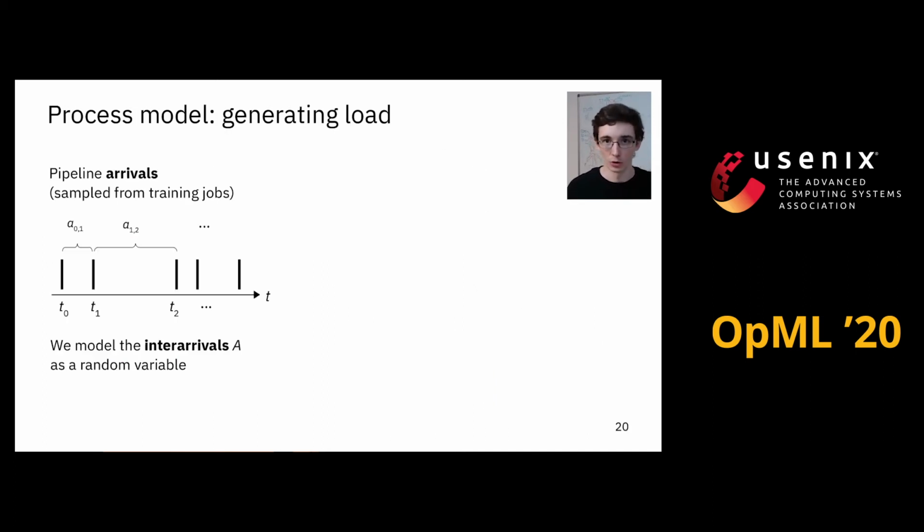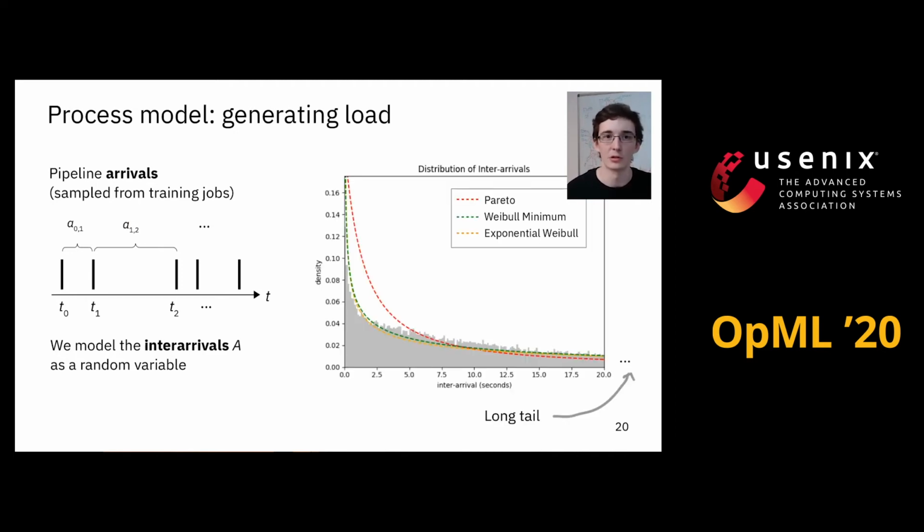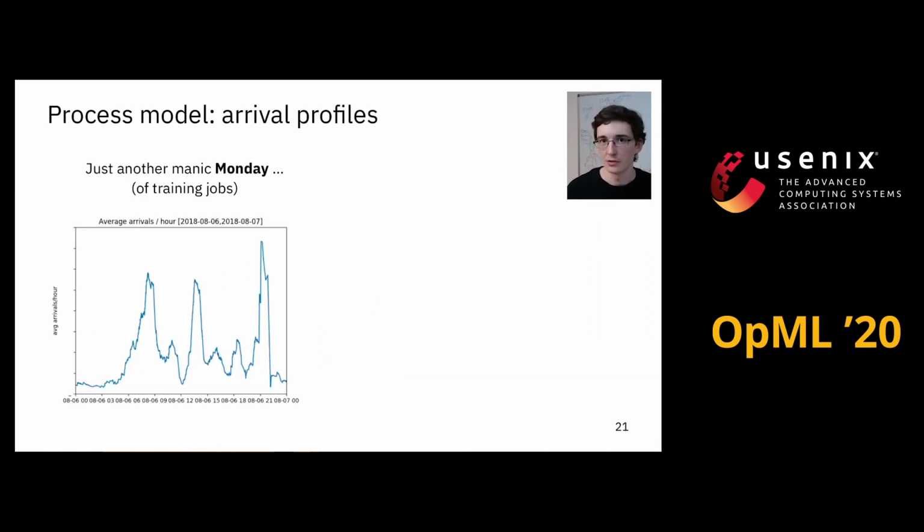For generating workload, we took a standard approach of modeling pipeline interarrivals, which fairly unsurprisingly were exponentially distributed. We found that Weibull distributions were the best fit, but classic Pareto distributions also work. And typically these functions have a long tail. Obviously, there are human factors involved in these platforms. So when modeling workload, it's important to consider variability during time of the day.